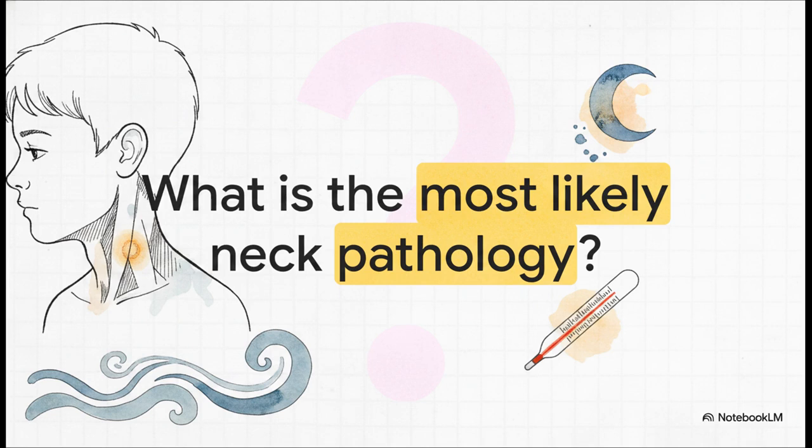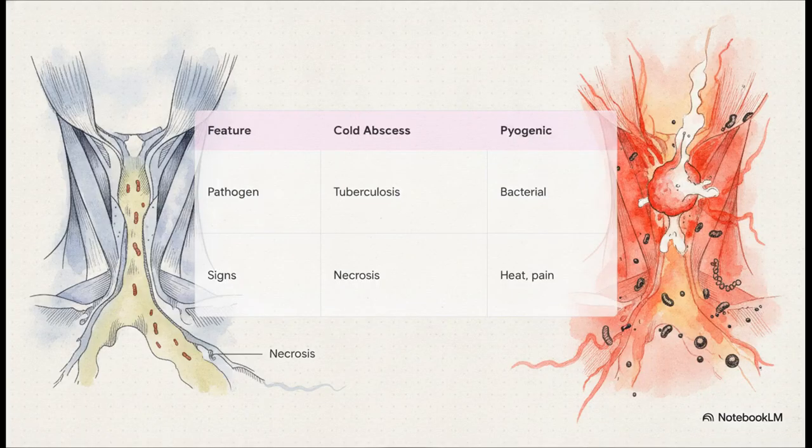What's the most likely pathology? This is a classic cold abscess secondary to tuberculous cervical lymphadenitis. A tubercular cold abscess is driven by liquefactive necrosis, meaning it completely lacks the classic heat, redness, and severe pain you'd see with a typical pyogenic bacterial infection.